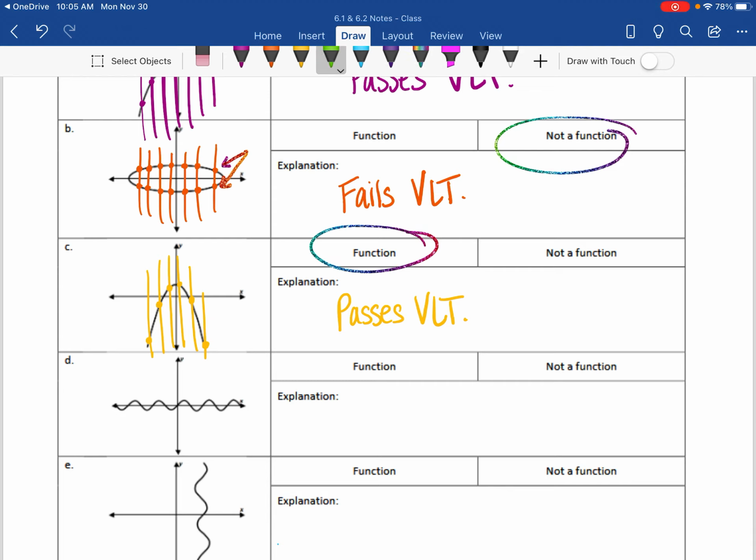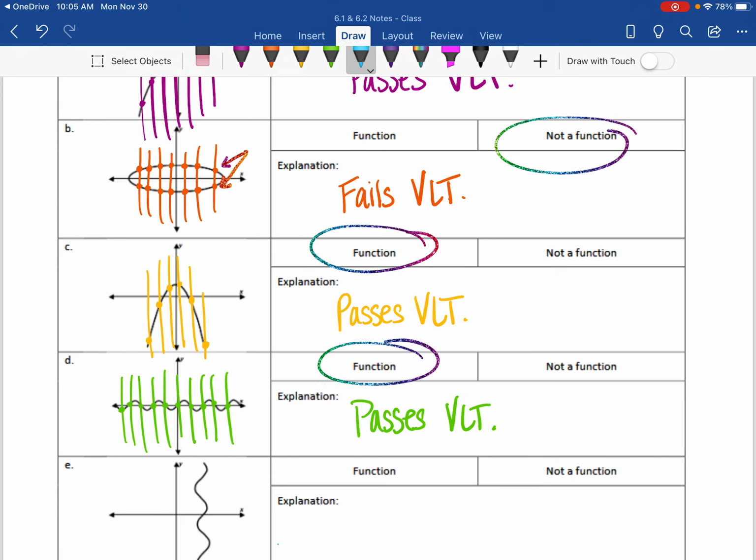Okay, moving on to graph D, drawing my series of vertical lines. You don't have to do this, you can just use your pencil, but we can see that at no point does this graph touch a vertical line in more than one point. So this passes the vertical line test, which means it is a function.